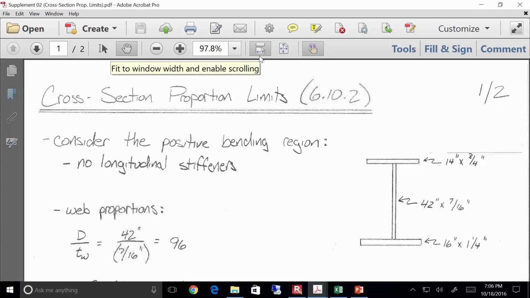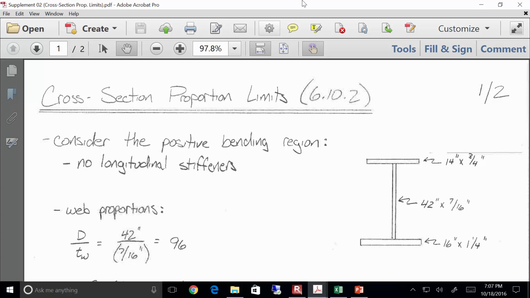Okay. So I want to go back to the example that we've been looking at this entire semester, that two-span composite plate girder bridge. Everybody remember that? Positive bending region, negative bending region. This should be a fairly familiar structure. Now, we're going to consider the positive bending region. Keep in mind your beam looks something like this. The top flange is 14 inches wide, and it's 3/4 inches thick. The web is 42 inches deep and it's 7/16 inches thick. The bottom flange is 16 by 1 1/4. Sound good? So let's go through these one at a time.